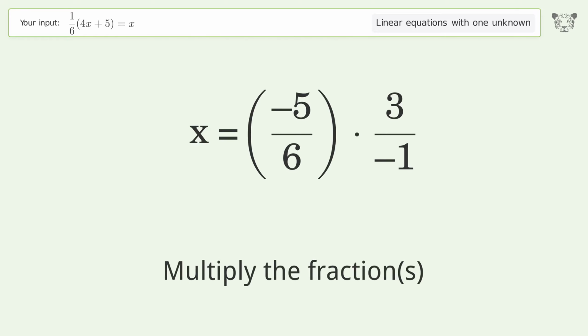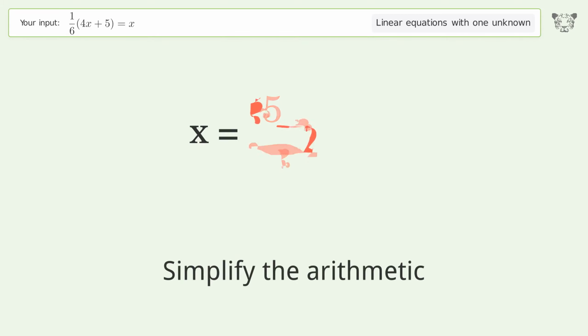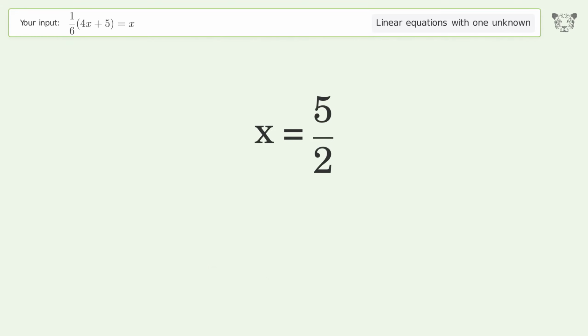Multiply the fractions. Simplify the arithmetic. And so the final result is x equals 5/2.